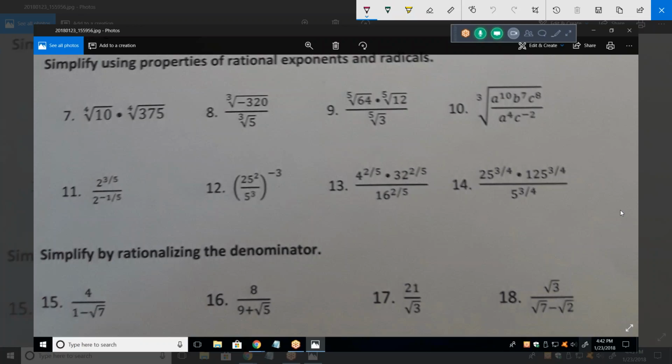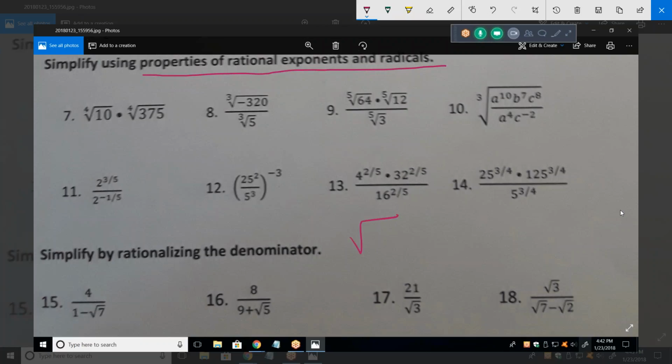I don't think you want to use a calculator on this problem because it's going to give you irrational numbers and there's going to be round off error. And you're not going to actually come up with the right integer. There's some principles. It says using the properties of rational exponents and radicals. Well, there's a property here involved.